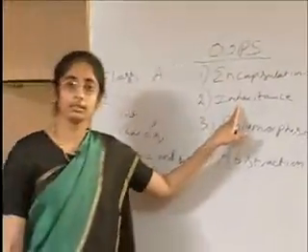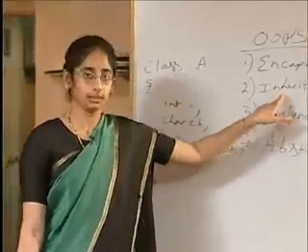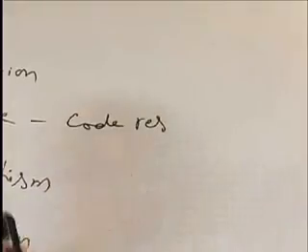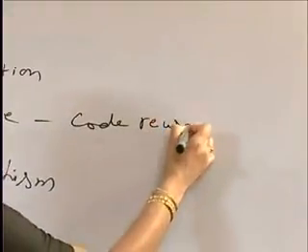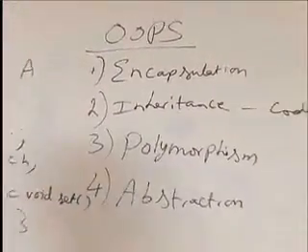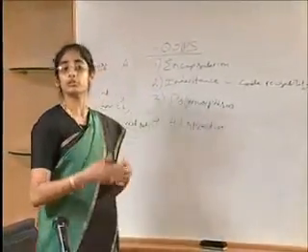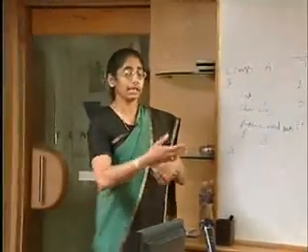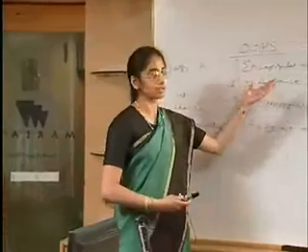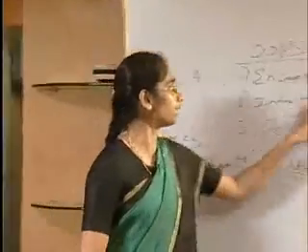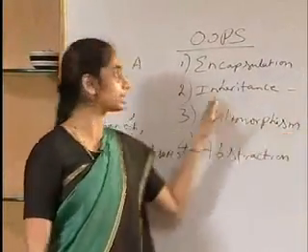Now inheritance. Inheritance is used for code reusability. You have already defined a set of attributes and characteristics which you would like to make use of again and expand upon. So you're making use of the already written code and further extending on that. That's why we talk about code reusability, that is inheritance.